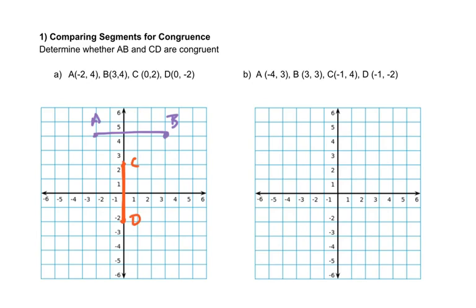So it looks like the top one from A to B is 5 units apart, and CD from there to there looks like it is 4 units apart. So they are not congruent.